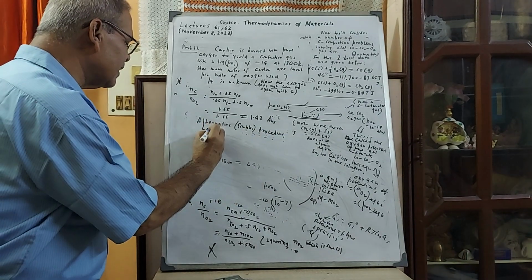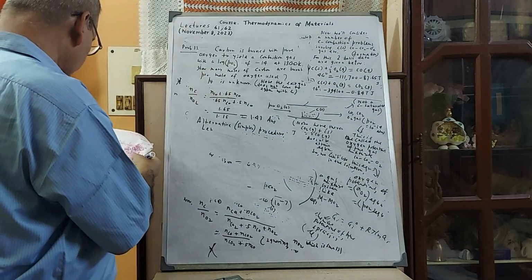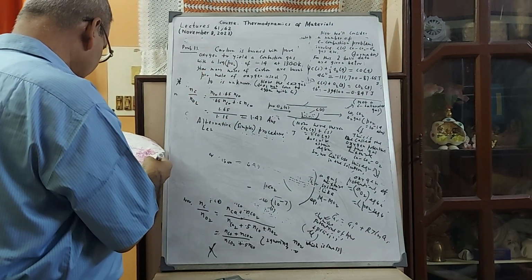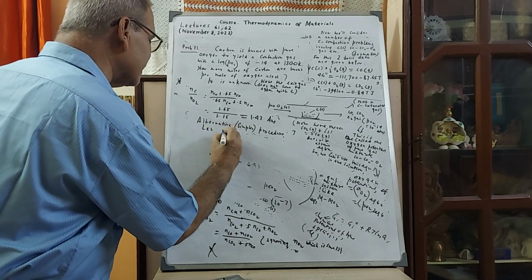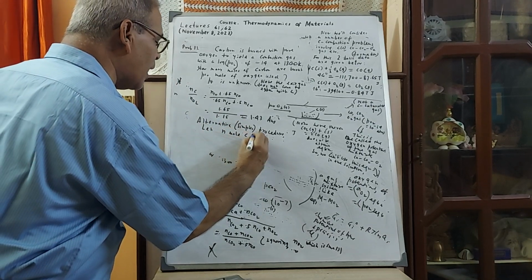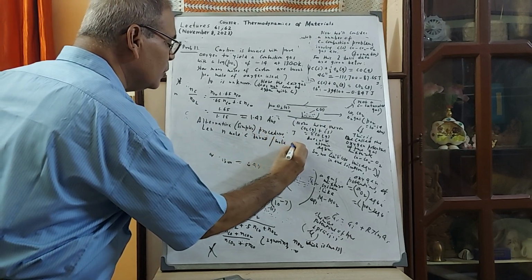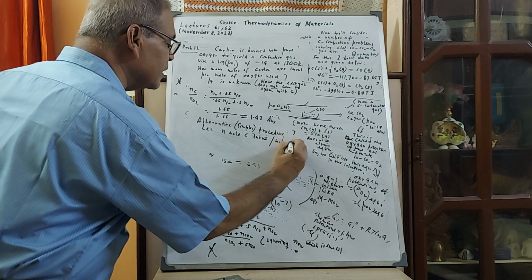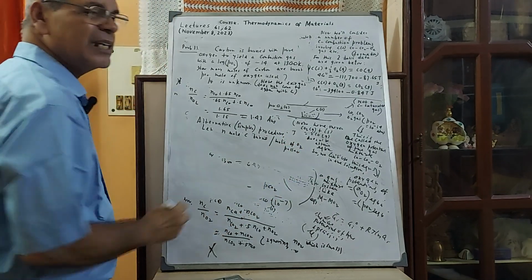Let n be the moles of carbon burned per mole of oxygen. How do you get this? Okay, let n moles of carbon be burnt per mole of O2 introduced, or passed. N is the answer.